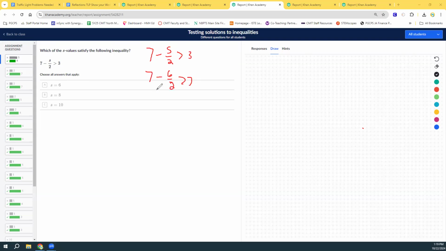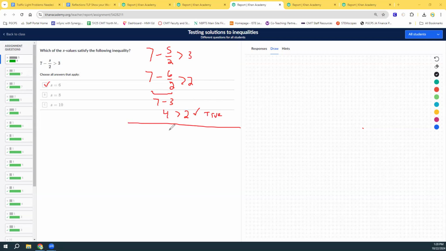All right. I'm going to simplify on this side. 6 over 2 is 3. And then 7 minus 3 is 4. And bring down that 2. 4 is greater than 2. That's true. So that means, since this is true, that 6 satisfies the inequality.